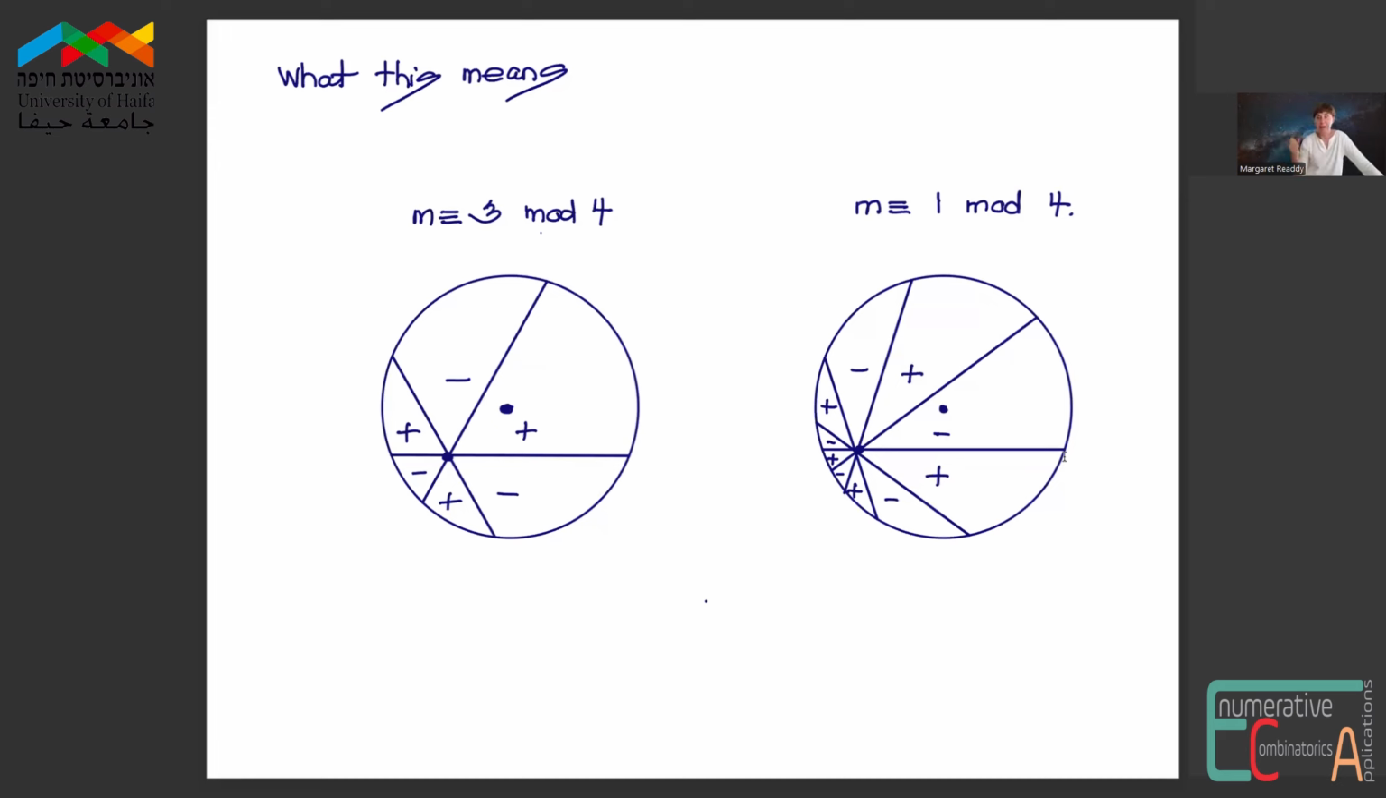You'll have a positive amount, once you look at the signed areas, versus if M is equivalent to 1 mod 4, you're not a very nice friend. You say to your friend, oh, take this piece here first that has the origin in it, and they're going to end up with less pizza.